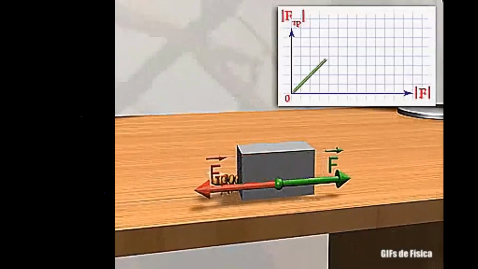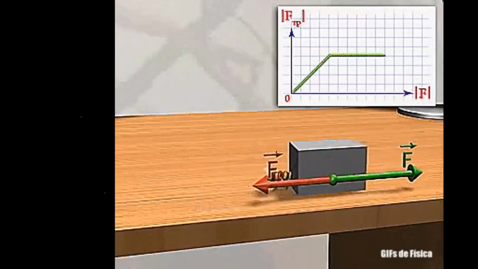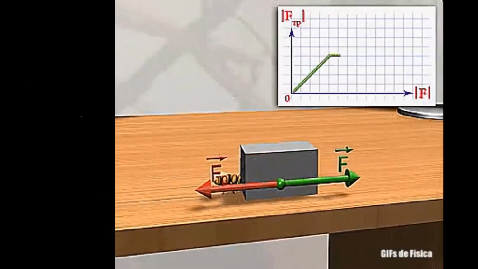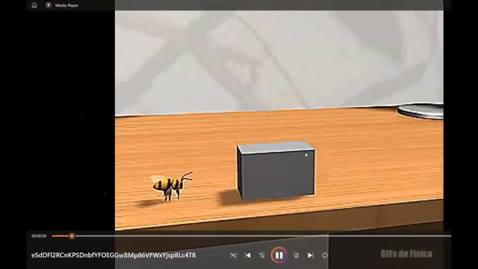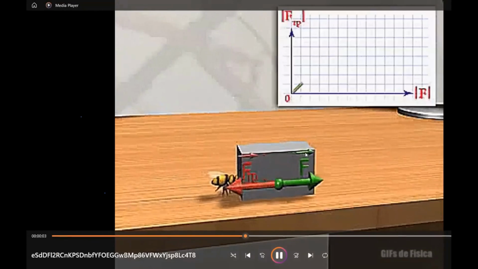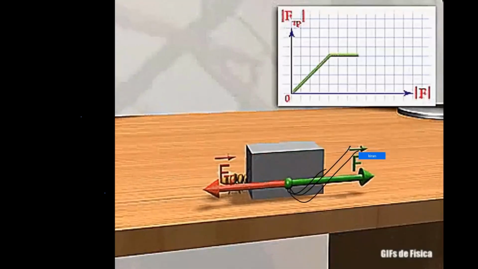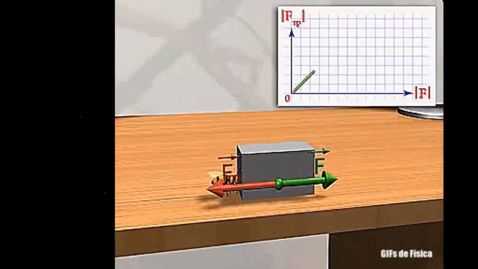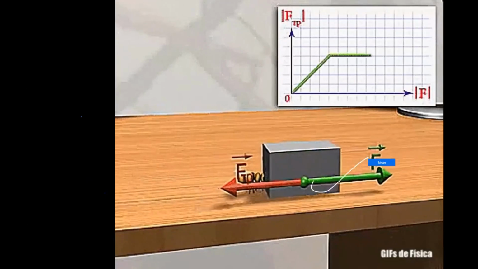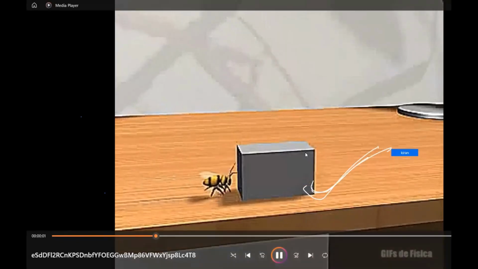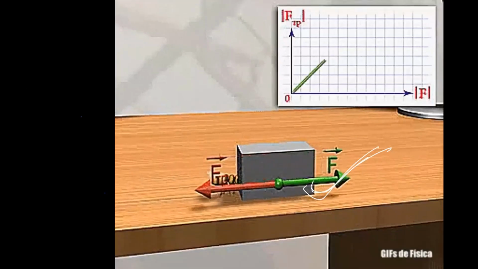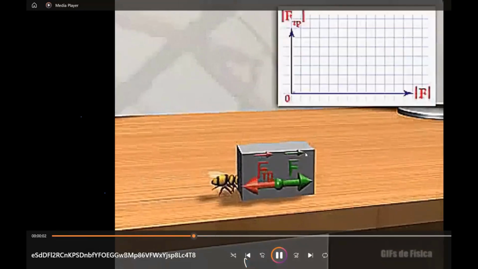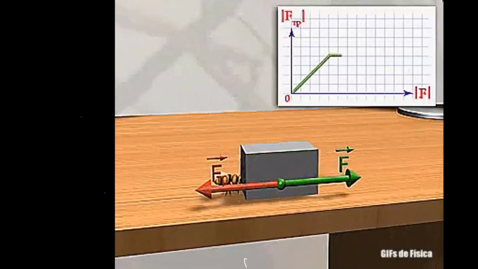B is applying force on the object, correct or not? When it is applying force on the object, initially it is not moving. What is the green arrow suggesting? This green arrow is indicating the applied force. Clear or not? What is that red arrow indicating? Friction, correct or not? Any doubt in that?